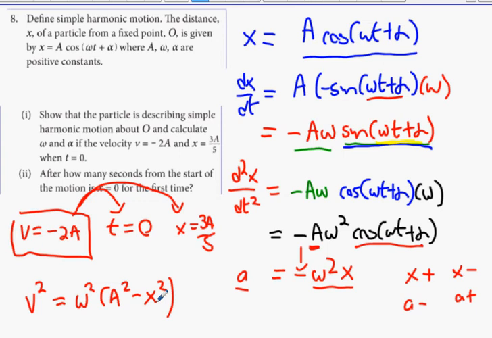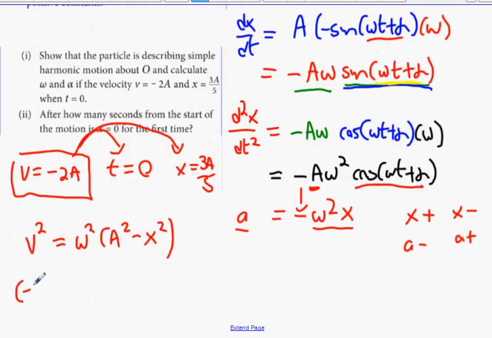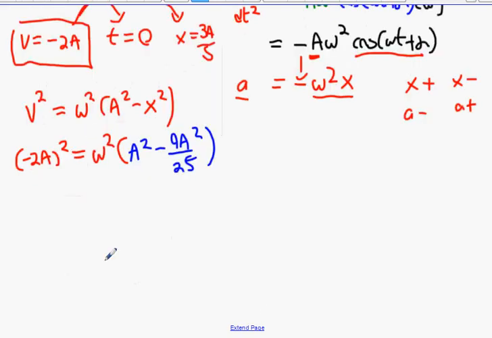So, there it is. Use this formula here. v is minus 2a, so v squared is 4a squared. Omega, we don't know. a squared, we don't really know what it is yet. And what about the other part? This x squared is going to turn into 9a squared over 25.